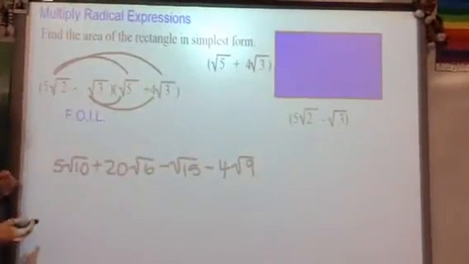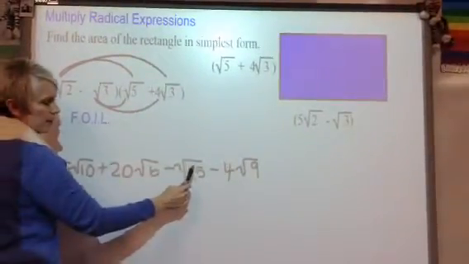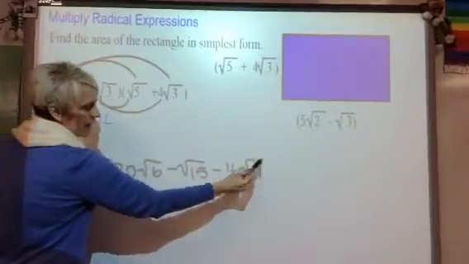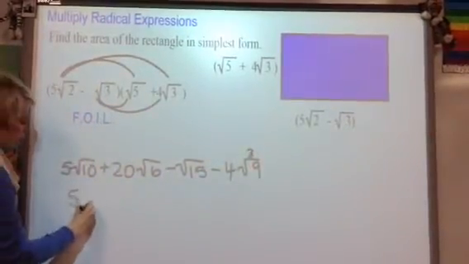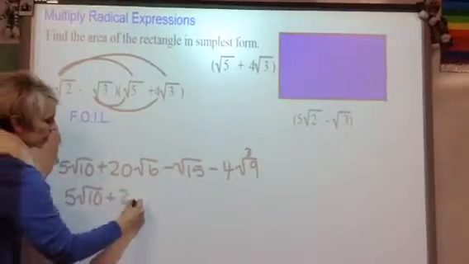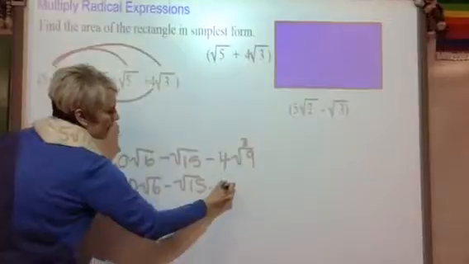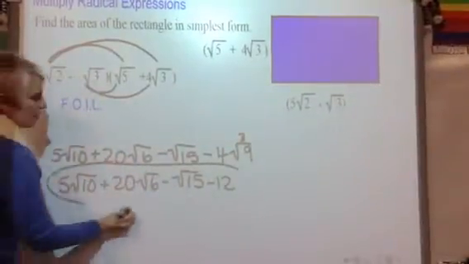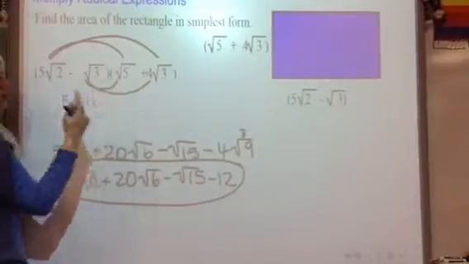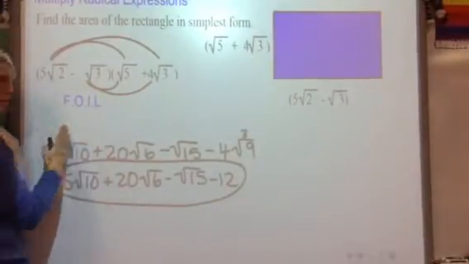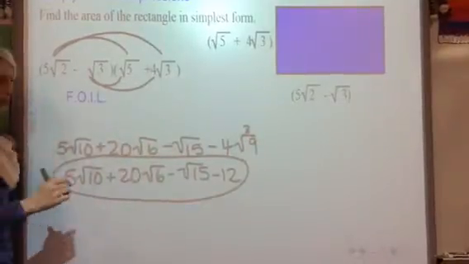Now we're going to see if we can simplify. 10 cannot be, 6 cannot be, 15 cannot be, 9 can be. That would be 3, so this is 4 times 3, which is 12. So it's 5 radical 10 plus 20 radical 6 minus radical 15 minus 12. And that would be your final answer. When you use FOIL or boxes, just remember what we did with multiplying: keep what's outside times what's outside, and what's inside times what's inside. Try the example in your notes.